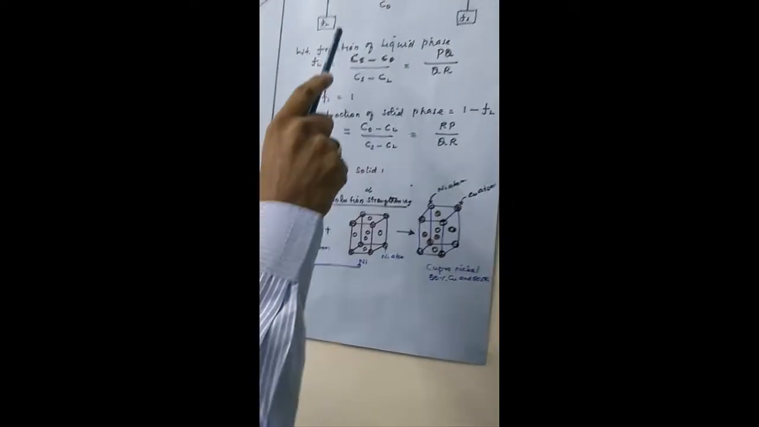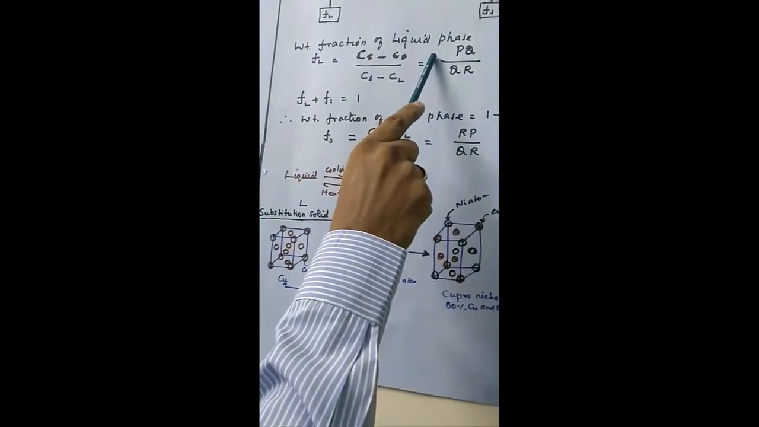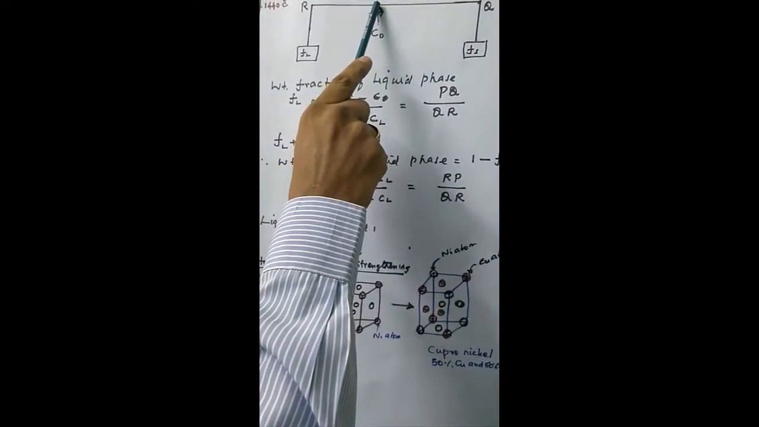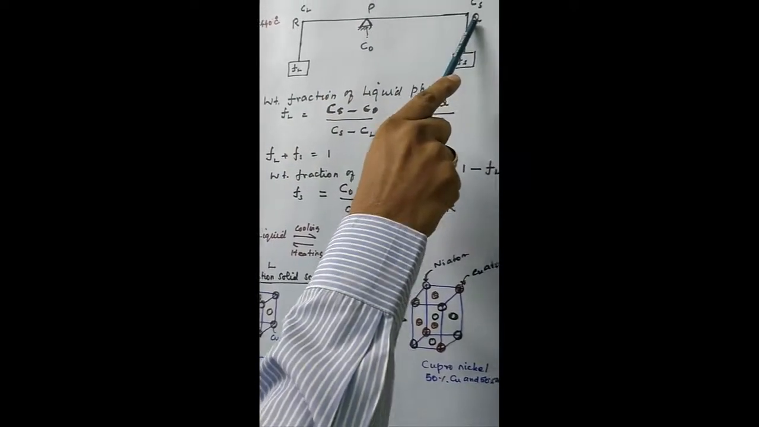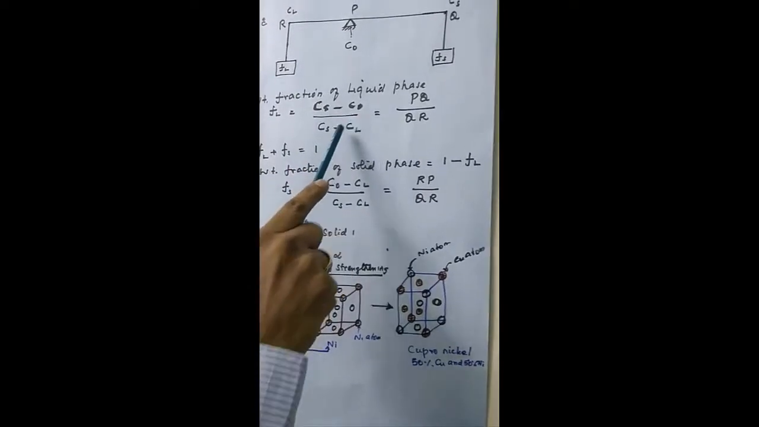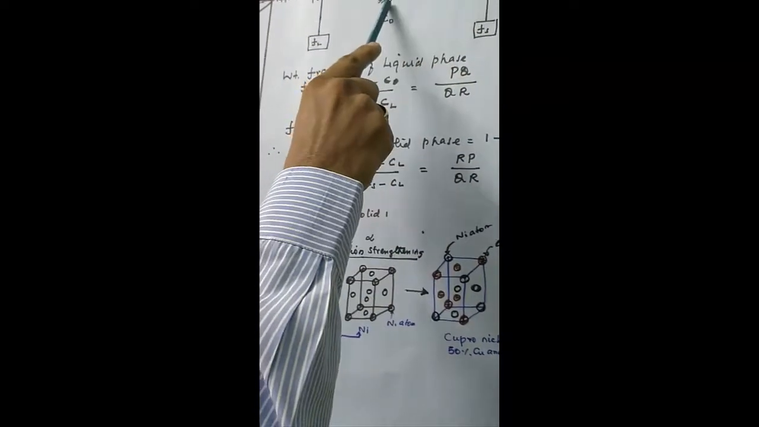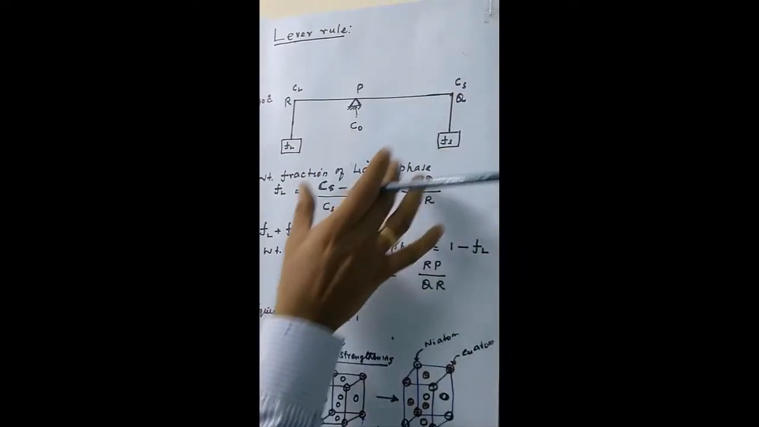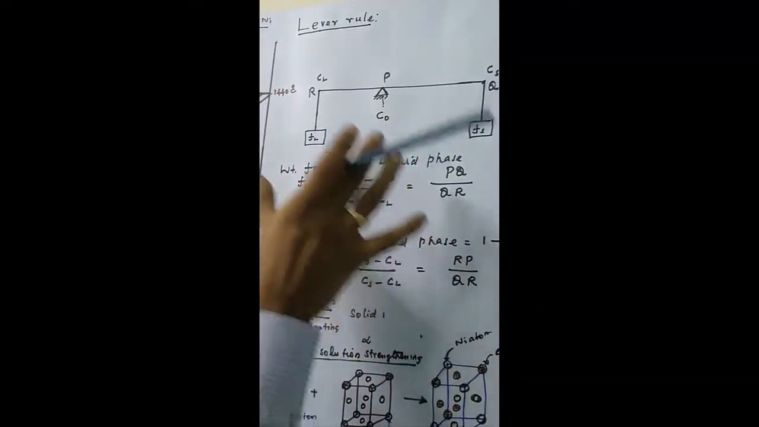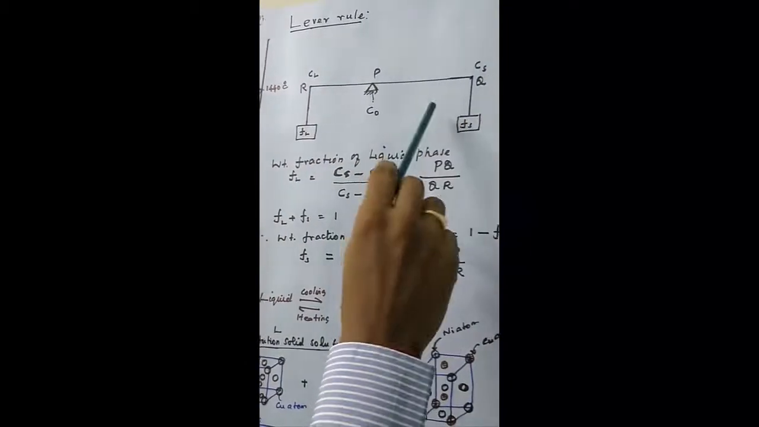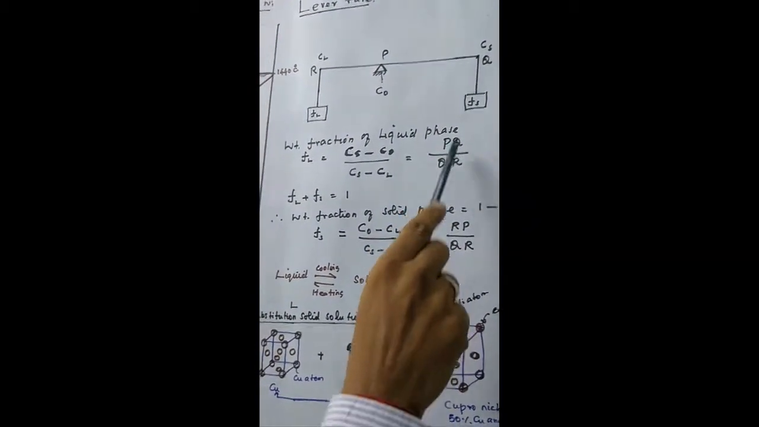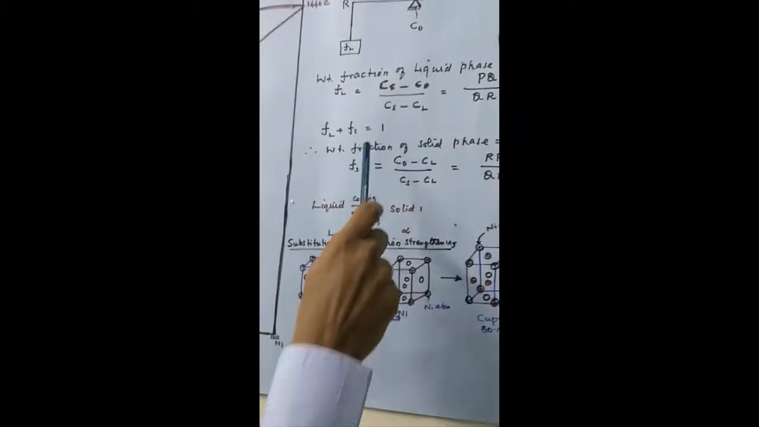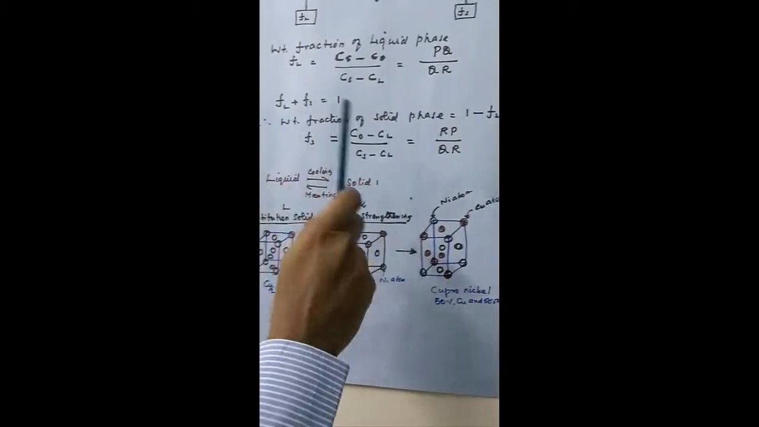While applying the lever rule, to measure the fraction of liquid phase, you have to take the distance between the pivot and the solid side, that is PQ, that is CS minus C0, divided by CS minus CL, that is the total length of the segment QR. So PQ divided by QR gives the fraction of liquid phase. We know very well that fraction liquid plus fraction solid is equal to 1, not 1%, but 1.